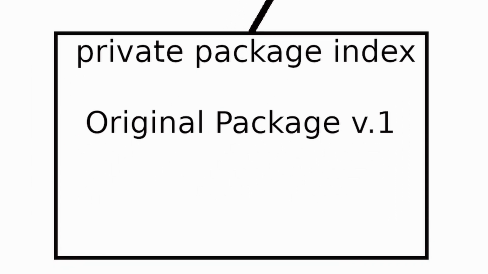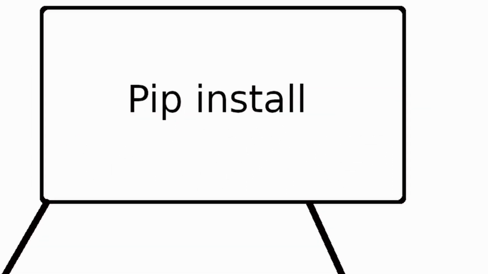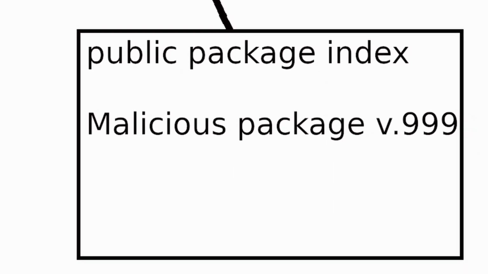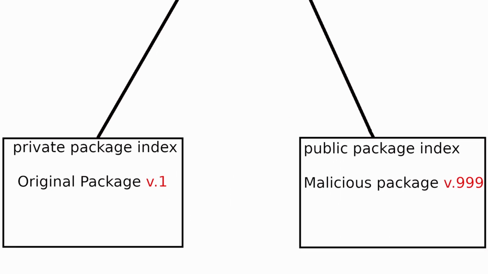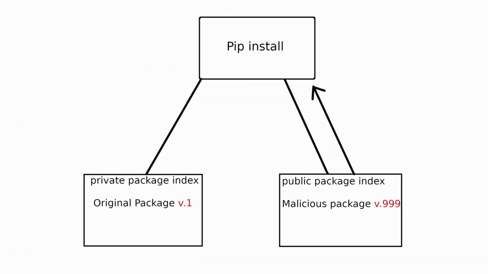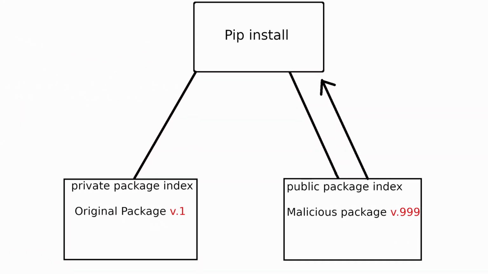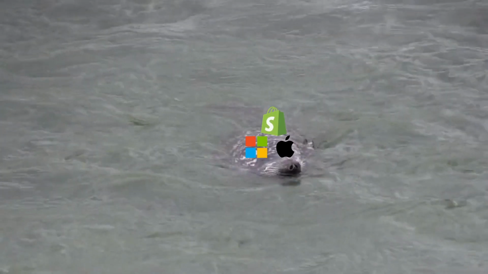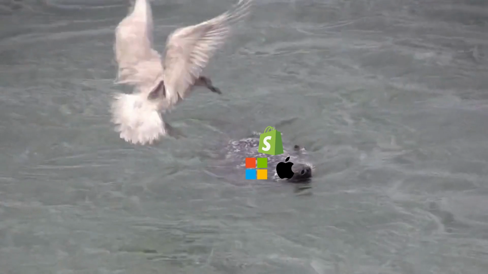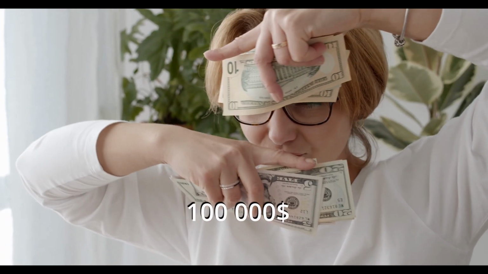1. Check whether the library exists on the specified internal package index. 2. Check whether the library exists on the public package index, PyPI. 3. Install whichever version is found. If the package exists on both, it defaults to installing from the source with a higher version number. Attacks similar to this were actually tested against multiple large companies like Shopify, Apple, and Microsoft, leading to bounties of $100,000.